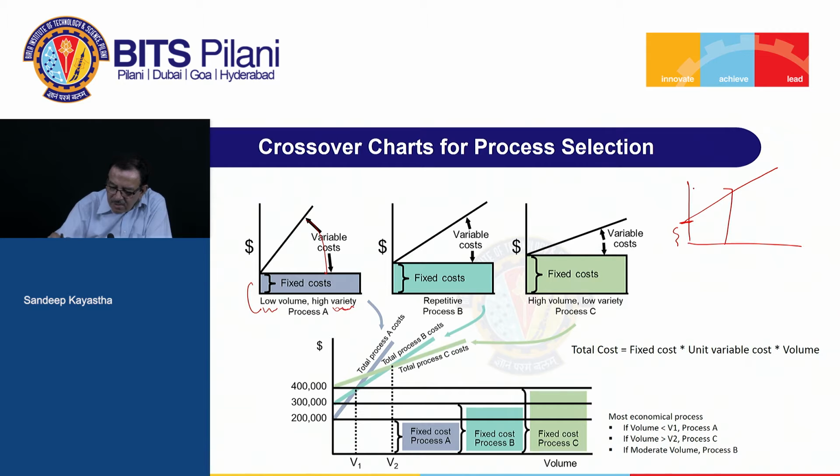So this is the total cost at different volumes. If your volume is here, total cost will be this. If volume is here, total cost is this. If volume is here, total cost is this one.